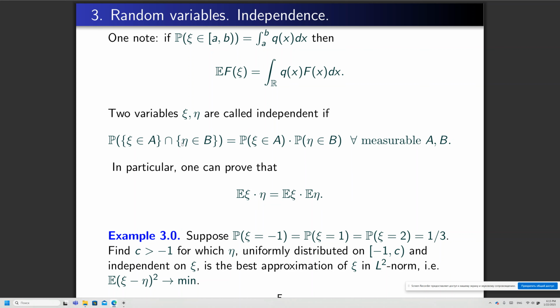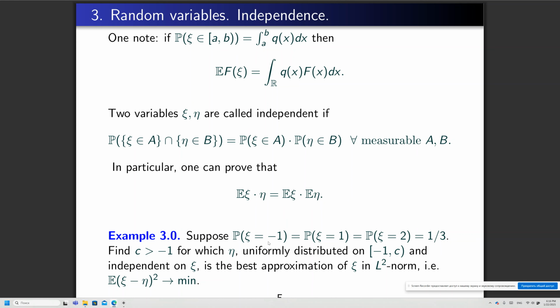This condition can be extended to the case of 3, 4, and any finite number of random variables. And of course, here we need to take intersections of many sets, and this intersection should again be the product of probabilities of such elementary sets. Using this definition, it is not difficult to prove that the expectation of the product of two independent random variables is the product of their expectations.